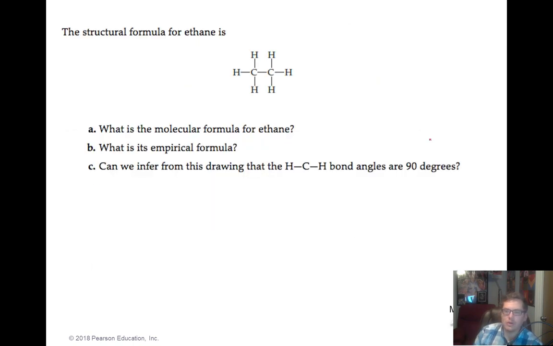So we just got another practice here. What are the molecular formulas for ethane? Well, this is C2H6. The empirical formula would be all of these divided by 2, so CH3. Can we infer from this drawing that HCH bond angles are 90 degrees? No, we can't, because this is a structural formula. It doesn't show us the 3-dimensional shape. All it does is show us how they're attached.